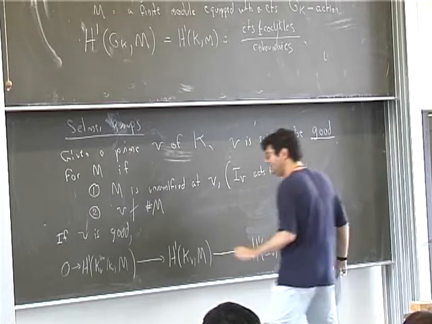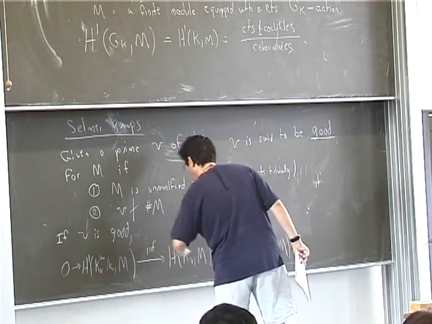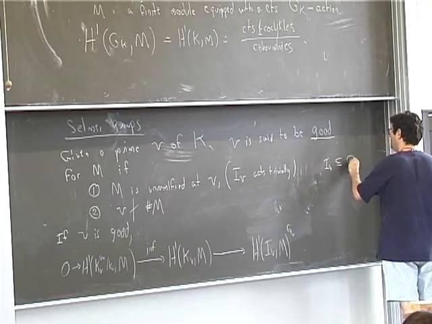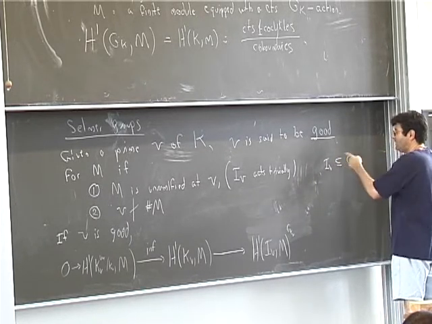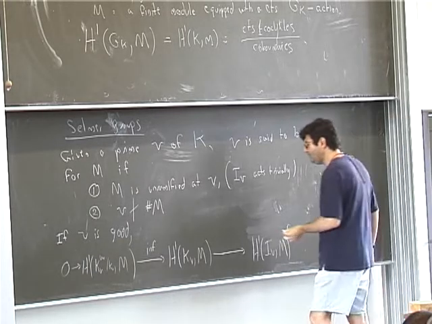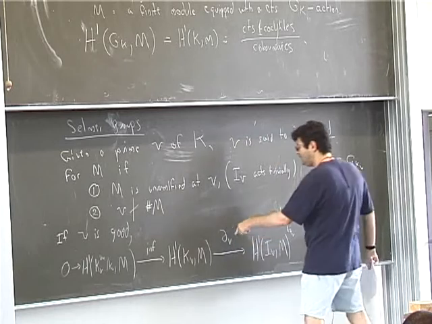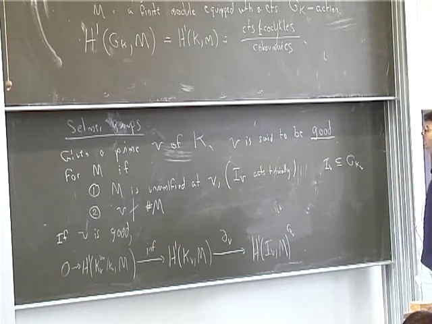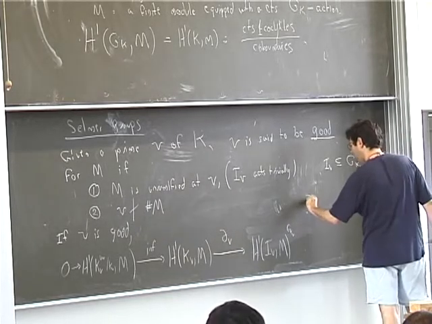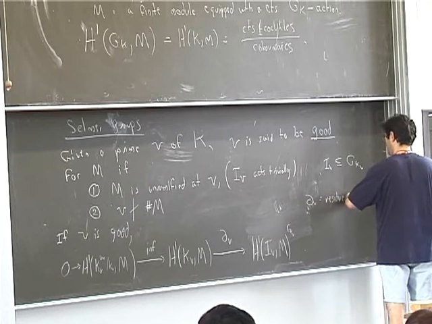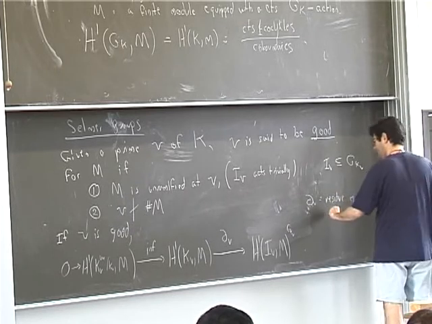Okay, so this is just the inflation-restriction exact sequence applied to the subgroup I_v contained in the absolute Galois group of K_v. So you take inflation-restriction, you get that. I'm going to give a name to this map. I'll call it this kind of symbol, ∂_v, and I'm going to call ∂_v the residue map at v.